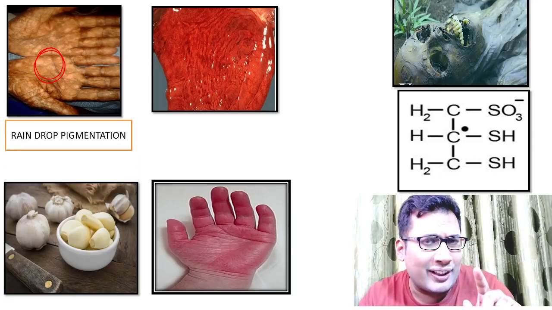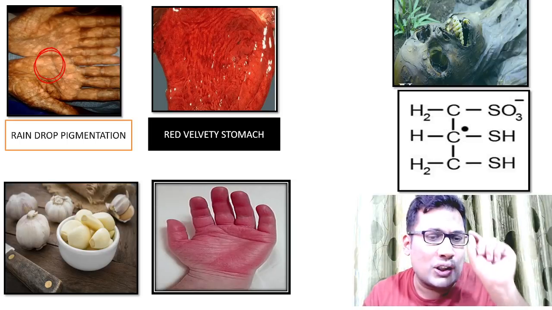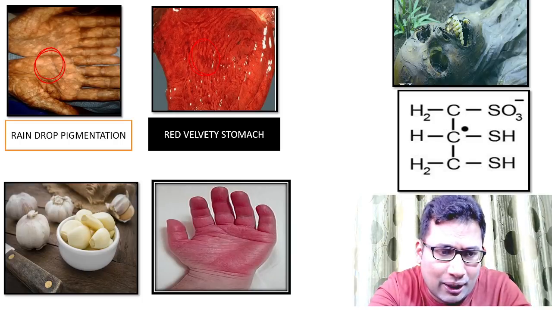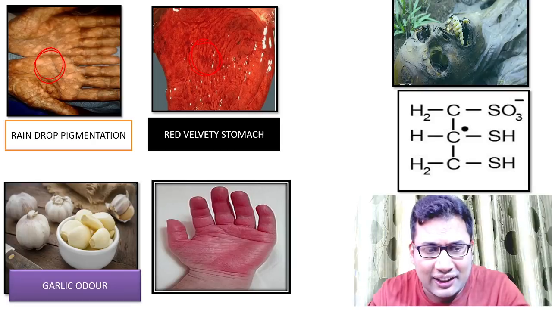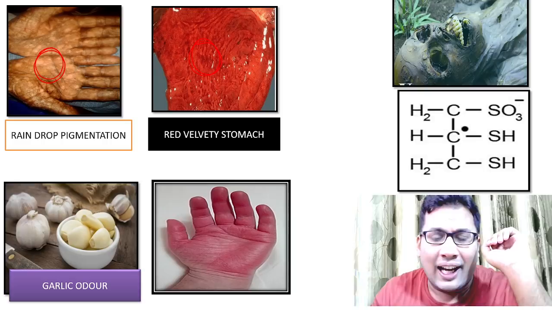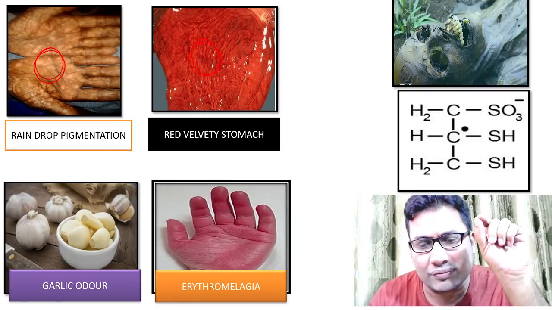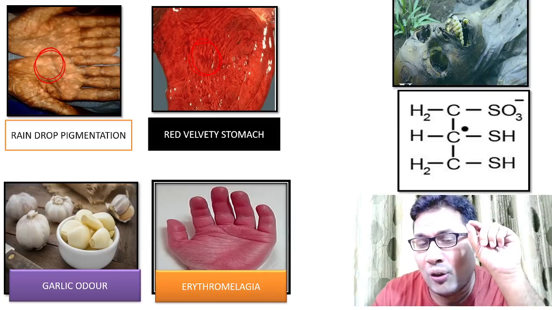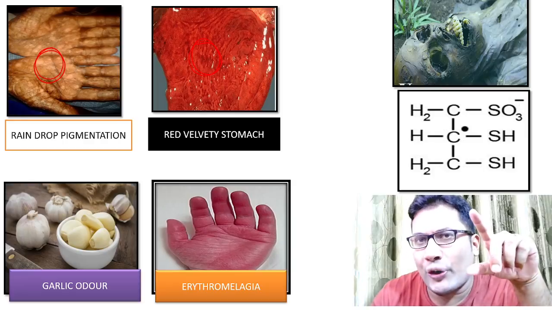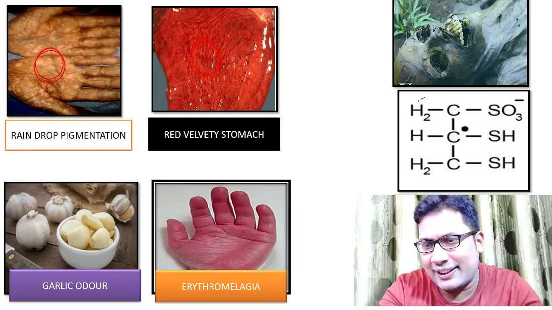Please remember one more point in arsenic poison. There is a garlic odor that is seen, and also there is a red velvety stomach. This is red velvety stomach, and there is a garlic smell that is seen while opening the cavities. And there is one more important finding. You can see there erythromelalgia. We discussed many times. And the drug of choice in case of chronic poison and in case of acute poison, we use BAL as a treatment. You can see this. So this is the BAL.